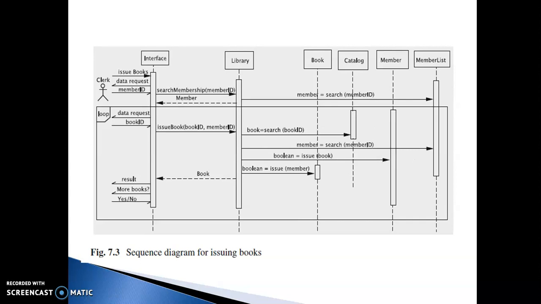So you have already come to the library, you want to take some books from the library. This is the scenario, or this is a sequence diagram, which explains the issuing of books from the library. Issue books is the request to the interface. It will be asking you to enter data. What data you are entering is the member ID. So based upon the member ID itself, you are issuing some book.